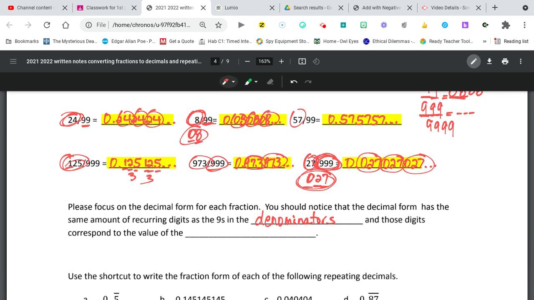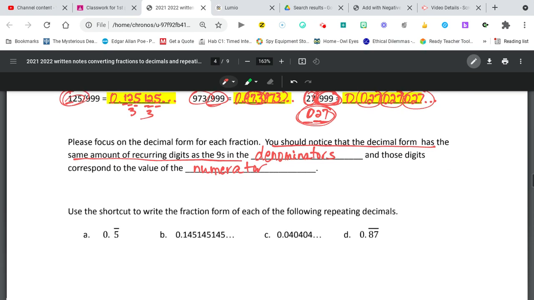Okay, let me go back to this. It says, you should notice that the decimal form has the same amount of recurring digits as the 9s in your denominator, and those digits correspond to the value of the numerator. Okay, so let's see if we can do B first without doing the long method on some of these.